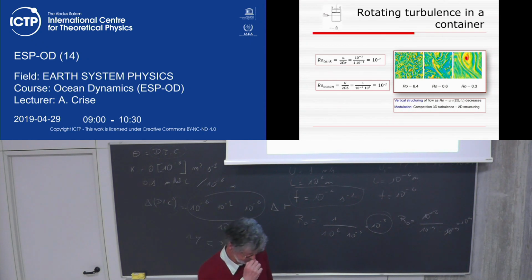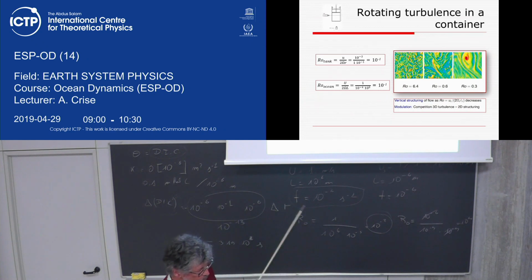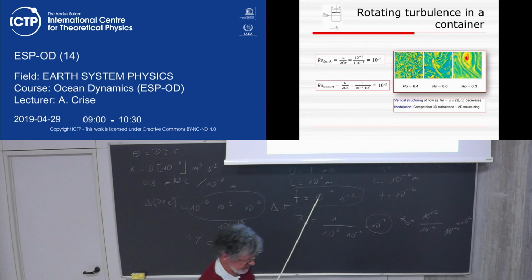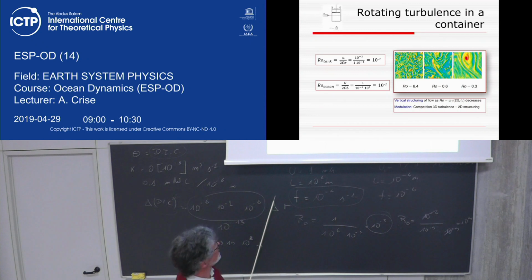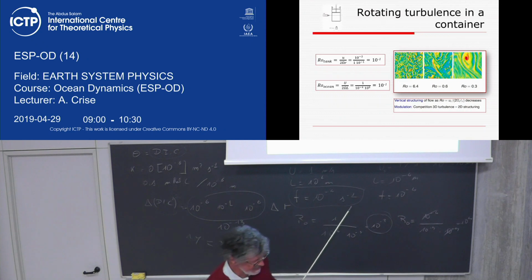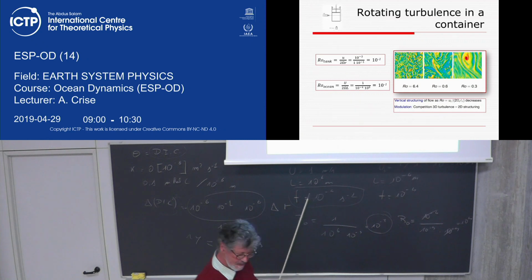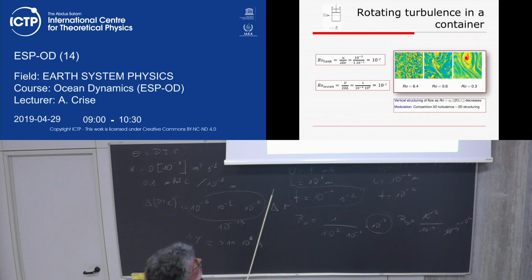This is important. However, the role of rotation in a fluid is not just that we have to consider rotation as an element in our equation, but it has a more in-depth effect on the structure of turbulence.